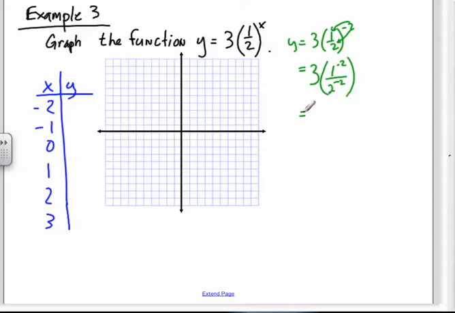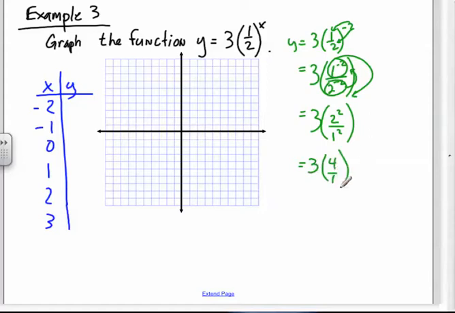What does that mean, Mr. C? Well, it means that this is in the wrong place and needs to go up. This one's in the wrong place and needs to go down. So what I really get is 2 squared over 1 squared. Now, that's going to be 3 times 2 squared, which is 4 over 1, and that's going to give me 12. So when x is negative 2, y is 12.